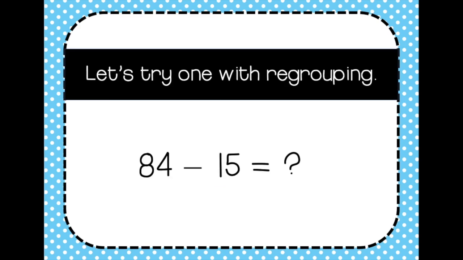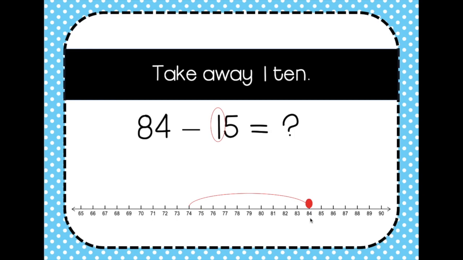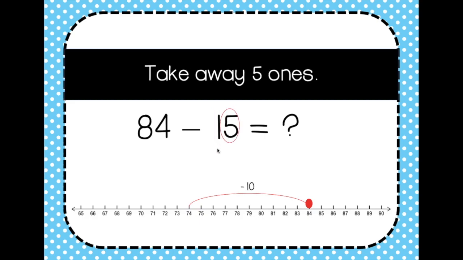Let's try one with regrouping. 84 minus 15. We'll start on the minuend, which is 84. Remember, it's the first number there, so it's 84. Then take away 10. We take away 10 to 74. We took that 10 away. And now we need to take 5 ones away.